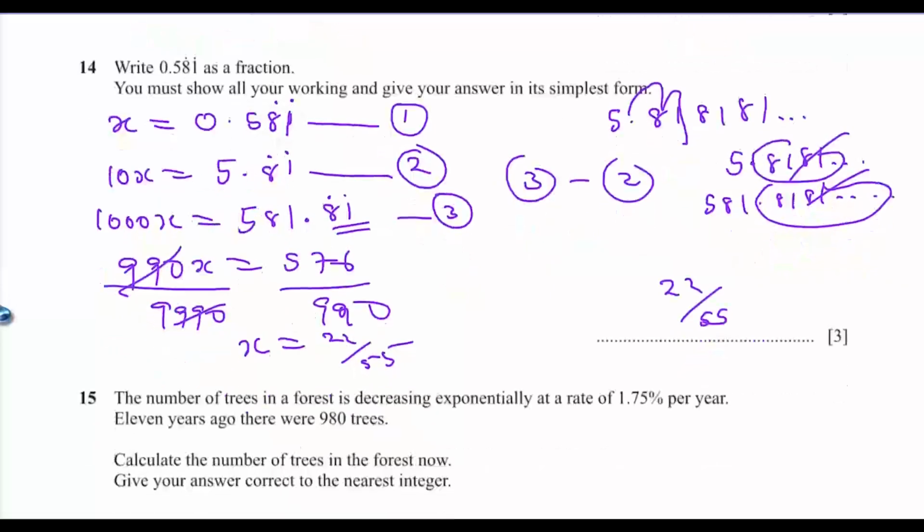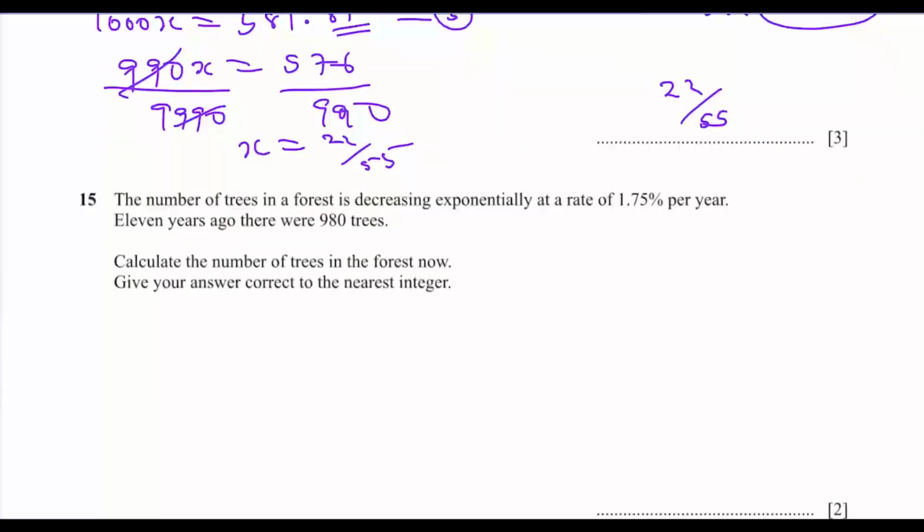So the next question is question 15. The number of trees in a forest is decreasing exponentially at a rate of 1.75% per year. 11 years ago, there were 980 trees. Calculate the number of trees in the forest now. Give your answer correct to the nearest integer. So this is exponential decay.